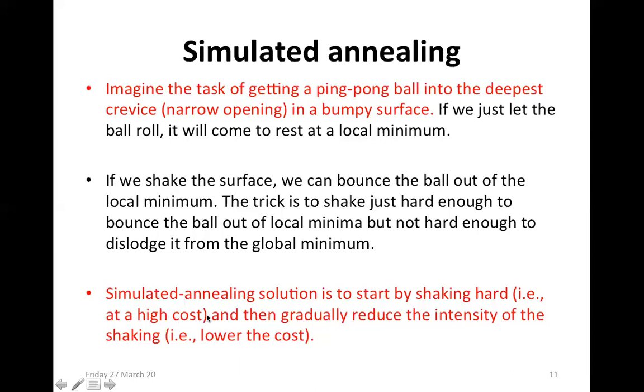When we are talking about some state space, then we have the current states in that state space, and we have some cost or value of those states. That's why the term cost is mentioned here. So the simulated annealing solution is to start by shaking hard. Initially we have to shake it hard with high intensity. If I compare this point with the physics theory, then we have to give high heat or high temperature.